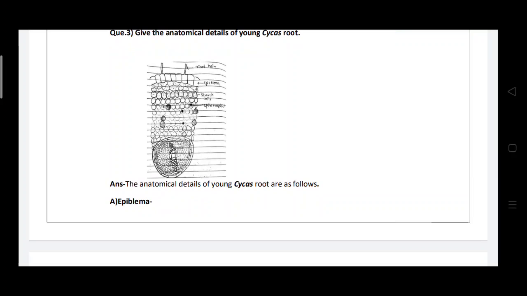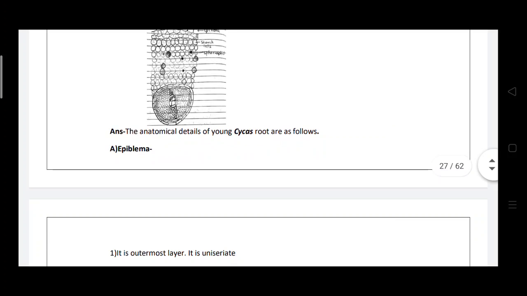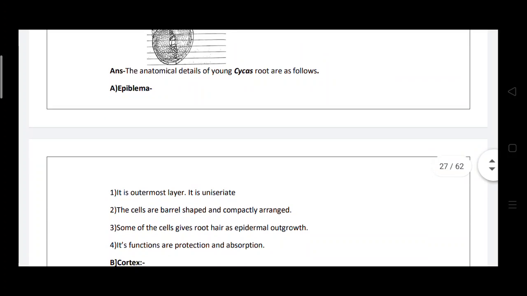This is the figure of the transverse section of the root. In that you can see the outer layer is the epiblema, and on that there are root hairs. Next to the epiblema are some parenchymatous cells, in which some starch cells and spherophytes are there, and at the center the stele is present. So let's discuss the anatomical structures of the cycas one by one.